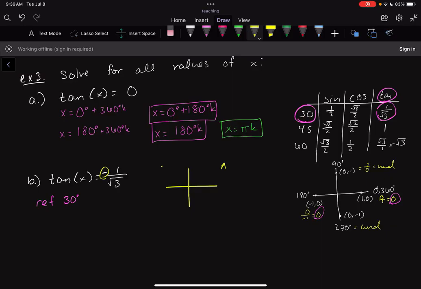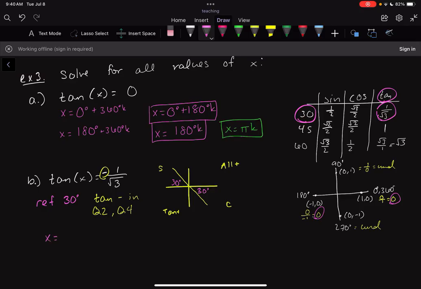Thinking of the All Students Take Calculus mnemonic: all are positive, T is tangent, so tangent is positive there. So it must be negative in 2 and 4. Tangent is negative in quadrants 2 and 4. So that means that I'm looking for angles in 2 and 4 that have references of 30.